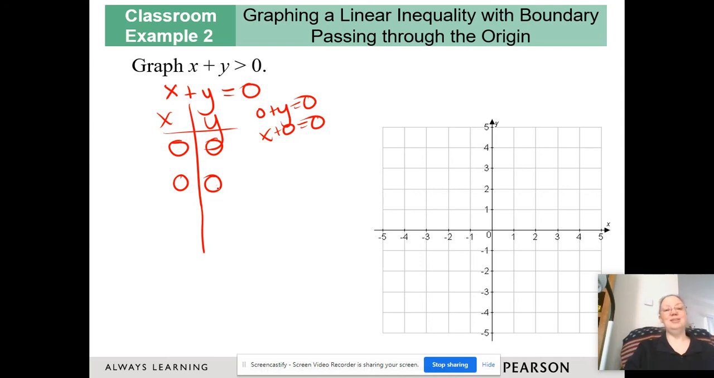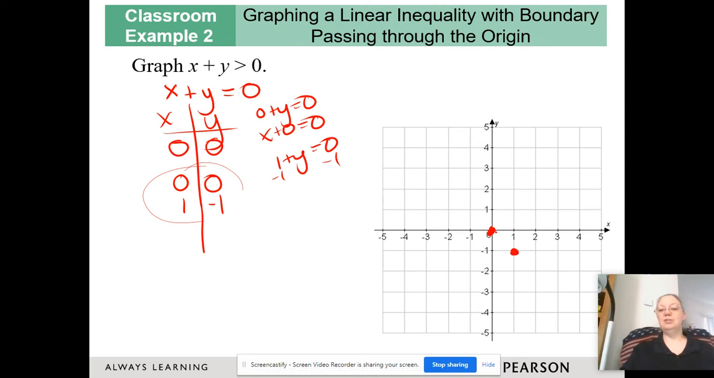This is only 1 point. I need 2 to graph. So I need to pick another number for x. Doesn't matter what. Let's do 1. So we have 1 plus y is equal to 0. Subtract 1, and we get y is equal to negative 1. So here are the 2 points that I'm going to plot. And we have 1, negative 1.